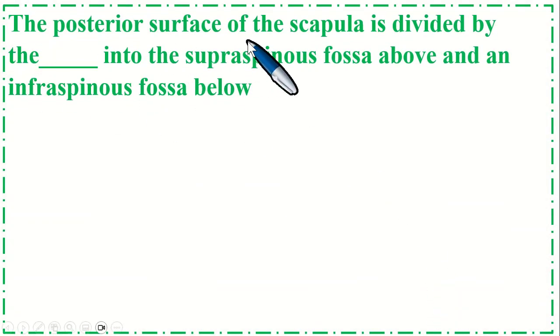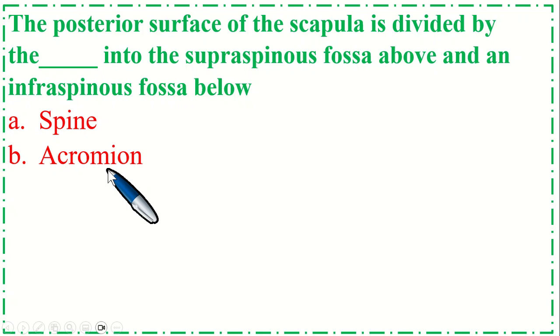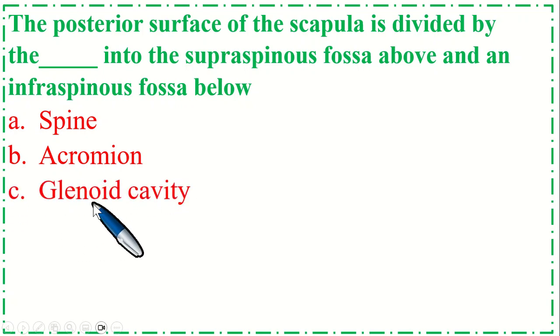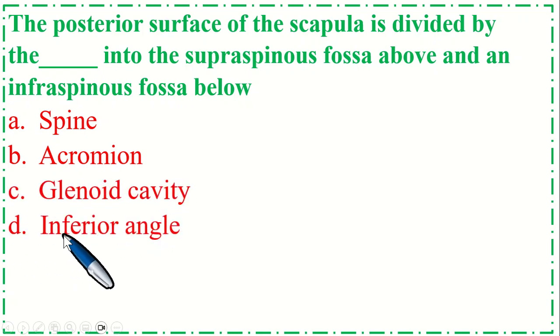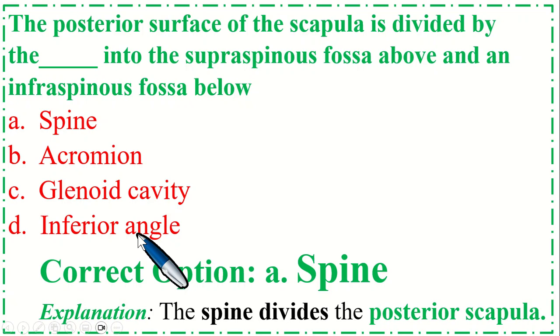The posterior surface of the scapula is divided by a dash into the supraspinous fossa above and infraspinous fossa below. Option A, spine; B, acromion; C, glenoid cavity; and option D, inferior angle. So the correct option is A, spine. The spine divides the posterior scapula.